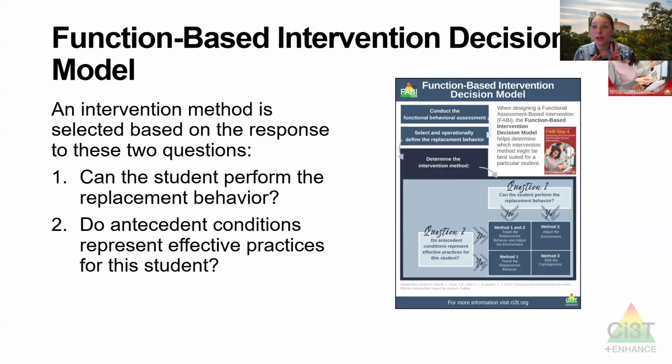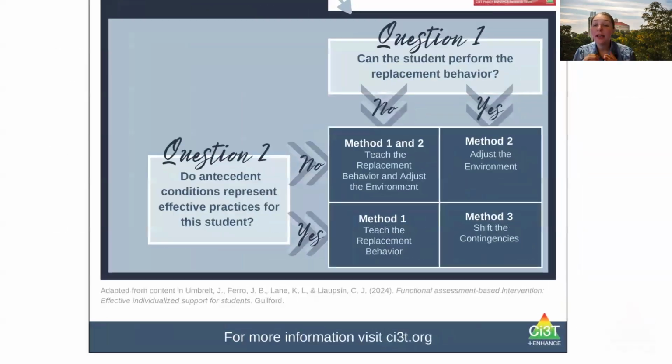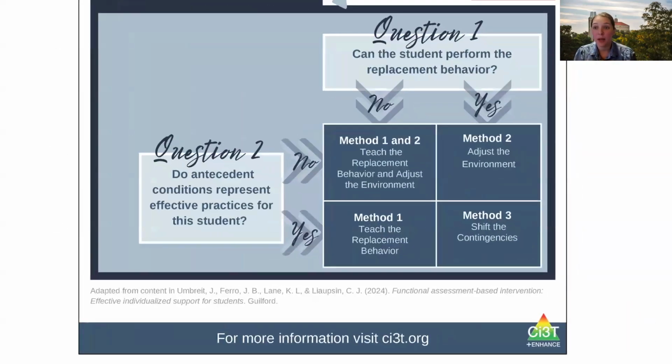So what we're going to do is ask and answer 2 questions. The first question is, can the student perform the replacement behavior? Yes or no? Then the second question is, do the antecedent conditions, so what's happening in the environment, represent effective practices for this student? Yes or no? And based on the answers to that, you end up with one of these methods.